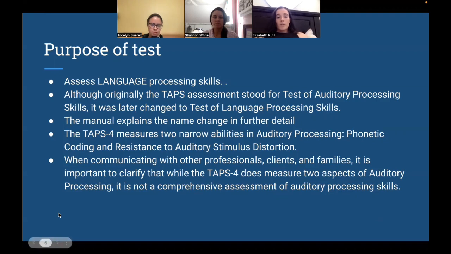So it's important to note that when you're communicating with other professionals, clients, and families, it's important to clarify that while the TAPS does measure two aspects of auditory processing, it is not a comprehensive assessment of auditory processing skills.